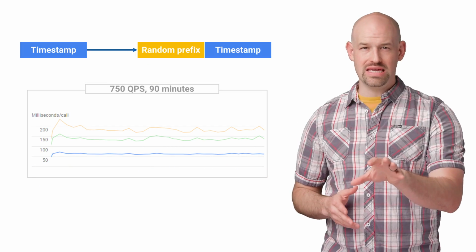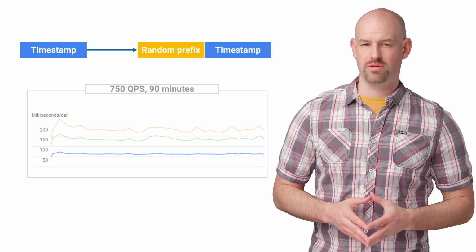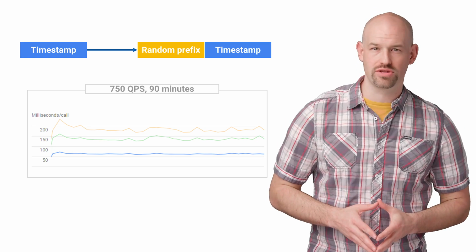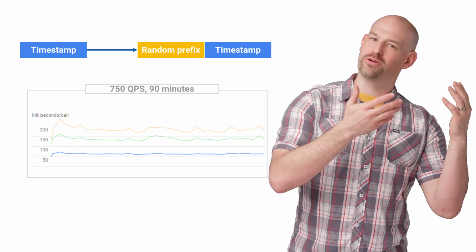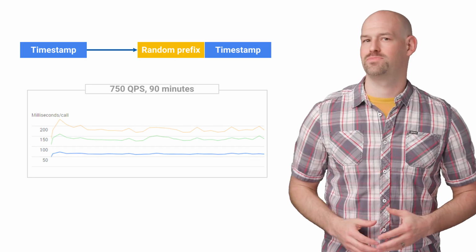For Urban IoT, the least invasive fix for this problem was to append a random prefix to their timestamps, which caused some headaches in their dashboard for fetching, but also allowed their performance to land back in the non-hotspotted area.